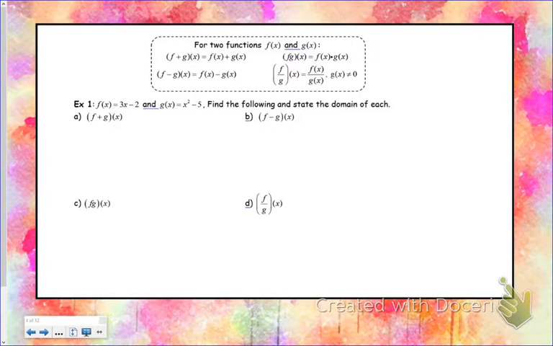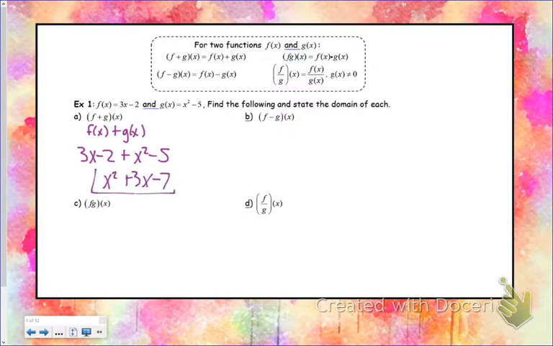So let's look at an example here. So I have f plus g of x. So that means f of x plus g of x. So that just means I'm going to take the f of x function and add the g of x function. Combine any like terms you can combine. And that is it.